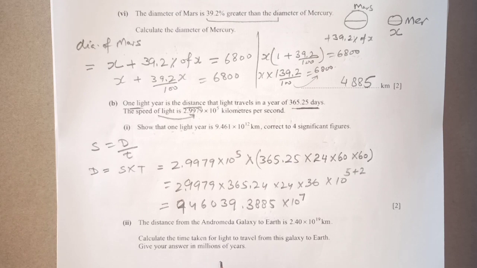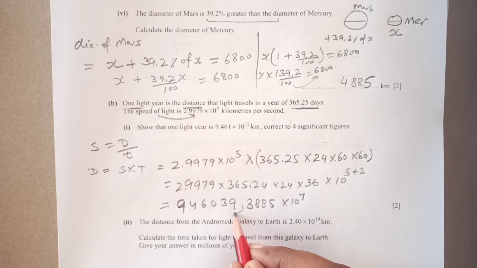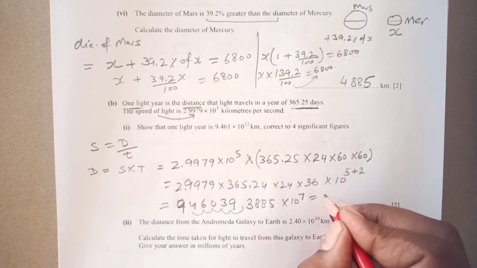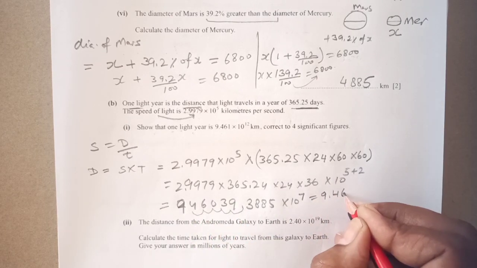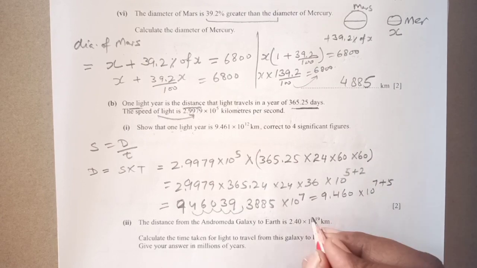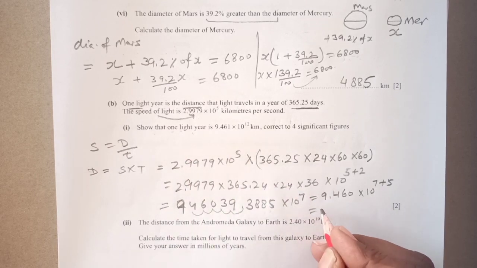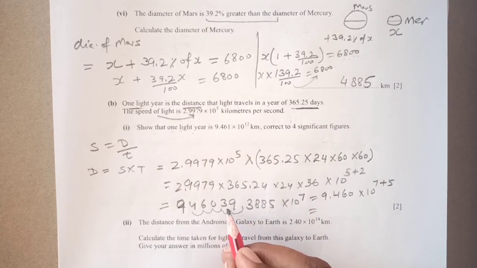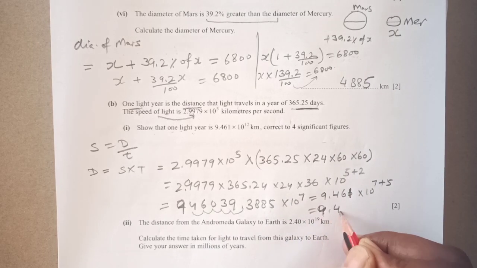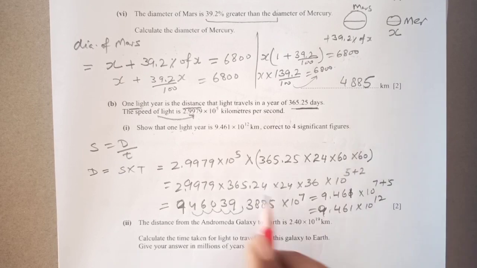But we are writing it correct to 4 significant figures. So this is 1, 2, 3, 4 and 5. So I'm bringing the decimal here. So 5 units, 9.460, 10 raised to power 7 plus 5, 11, 12. So we are making it this one. There is a 9 here, so we can round it up. So 9.461 times 10 raised to power 12. That's what we need to prove, right?